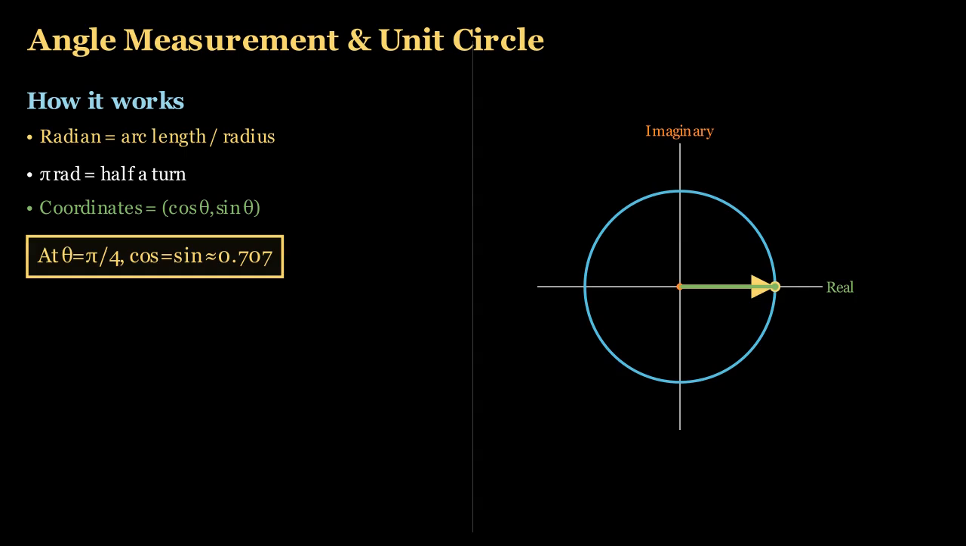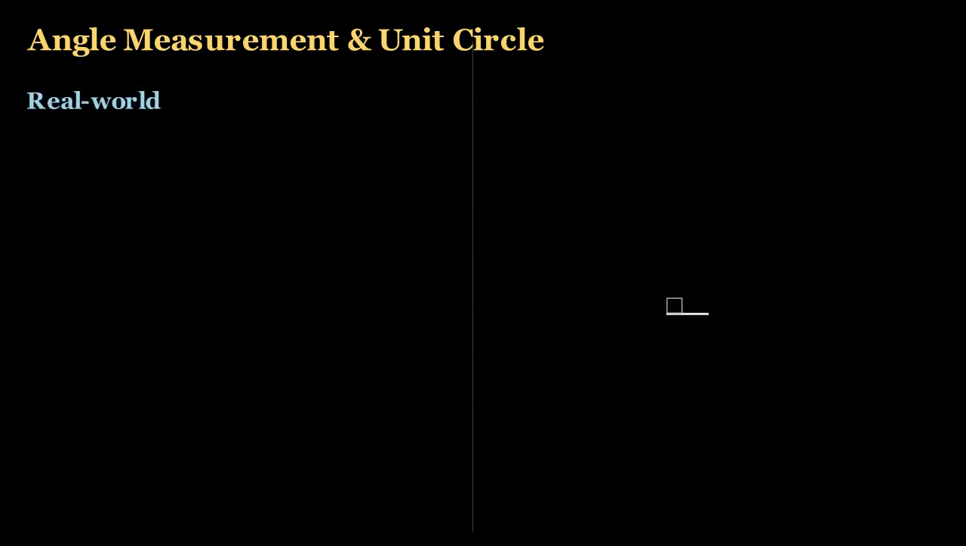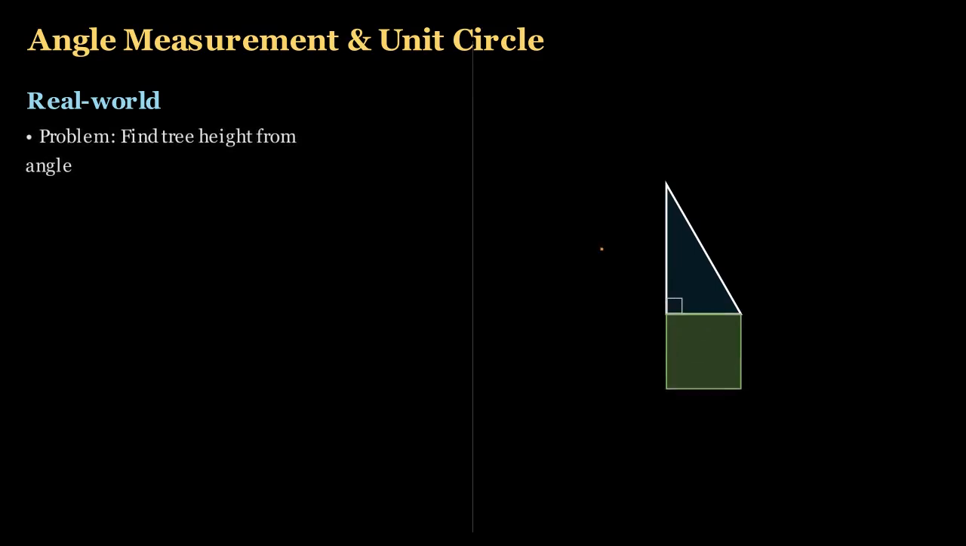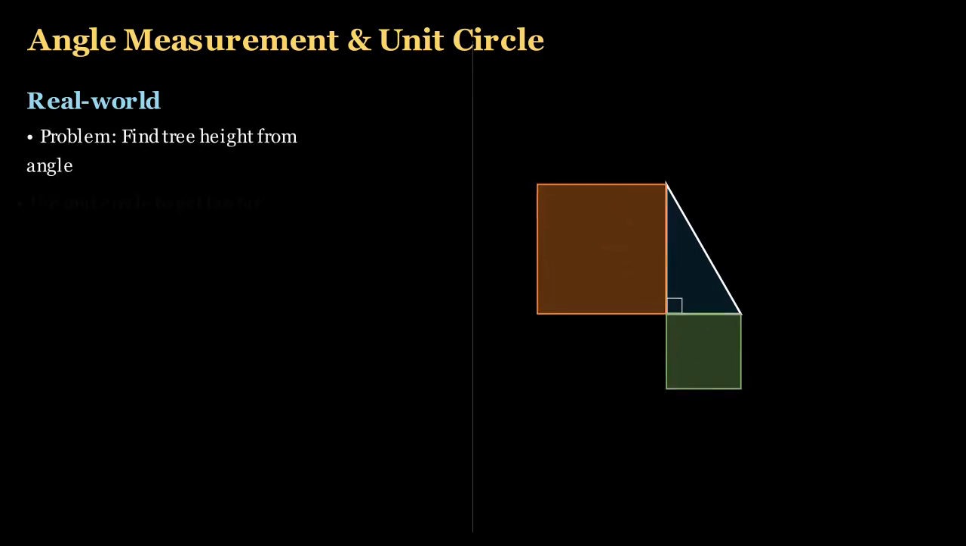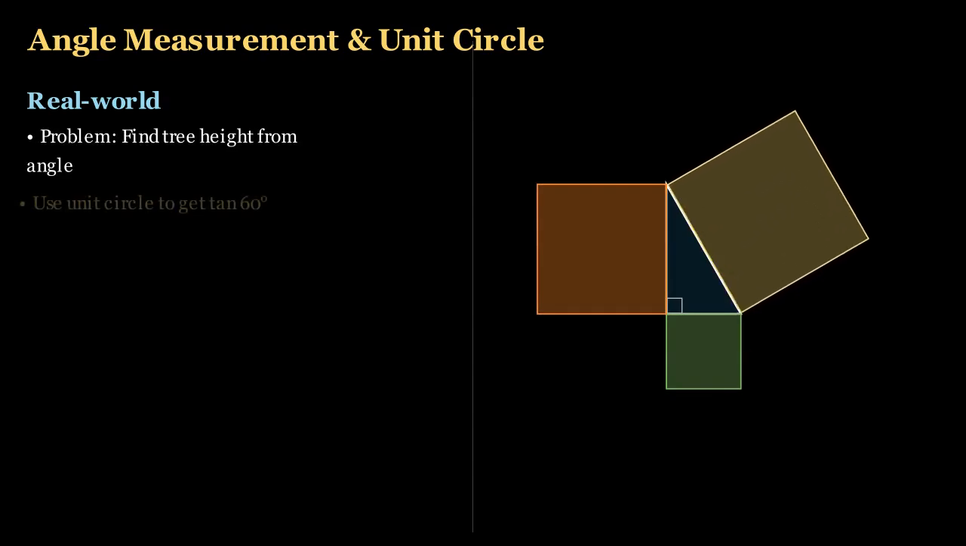The tree problem forms a right triangle where the height is the opposite side and your distance of 50 meters is the adjacent side. The ratio of opposite to adjacent is sine over cosine, which we call tangent. So tangent of pi over 3 is √3 over 2 divided by 1/2, which simplifies to √3, about 1.732. The tree's height is the adjacent distance multiplied by this tangent ratio.